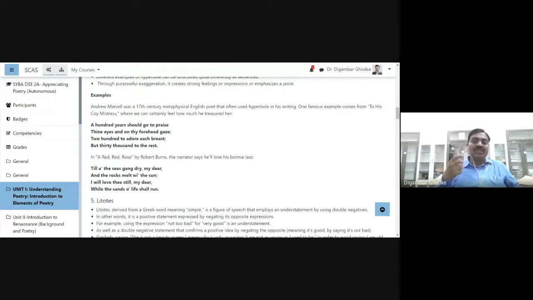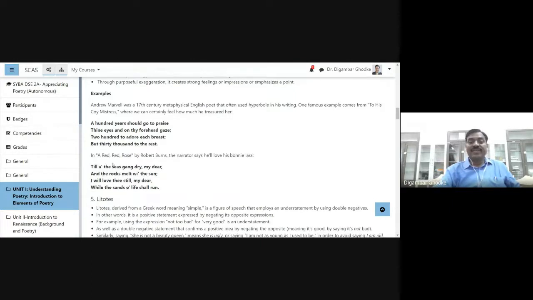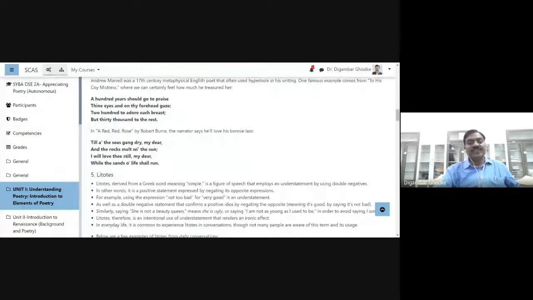In this poem, the narrator, the poetic speaker, says he will love his Bonnie lass. Bonnie lass means a beautiful girl, his beloved. So I shall again read these lines for you. Till a' the seas gang dry, my dear, and the rocks melt wi' the sun. I will love thee still, my dear, while the sands o' life shall run. Till all the seas gang dry means till the seas become dry. It will never happen. Do you think that seas will become dry?